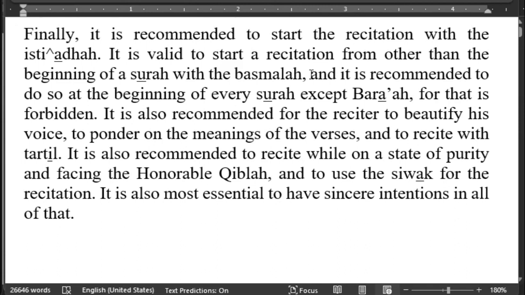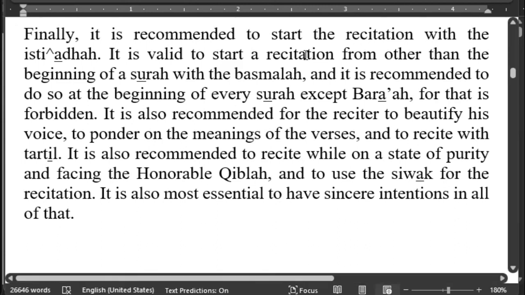It is valid to start a recitation that's not at the beginning of the surah with the basmalah, and it is recommended to do so at the beginning of every surah except Bara'ah, for that is forbidden. You can't start Bara'ah with basmalah.